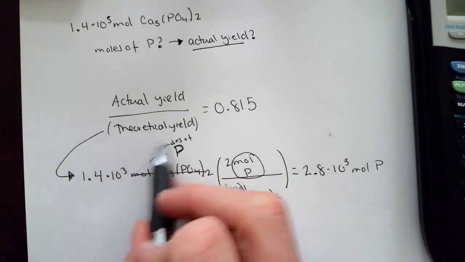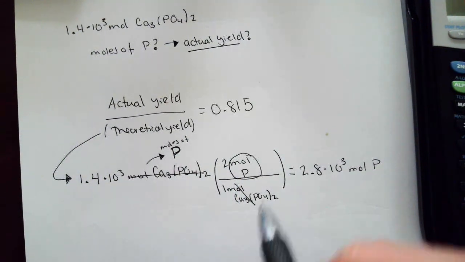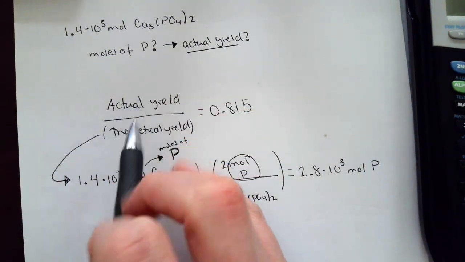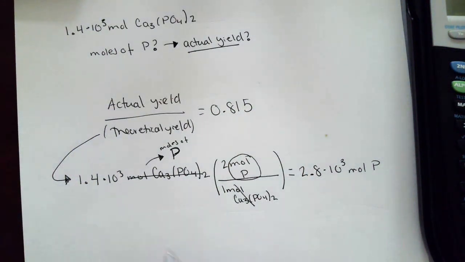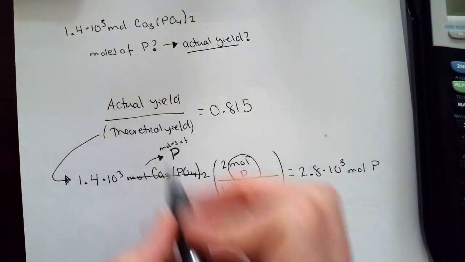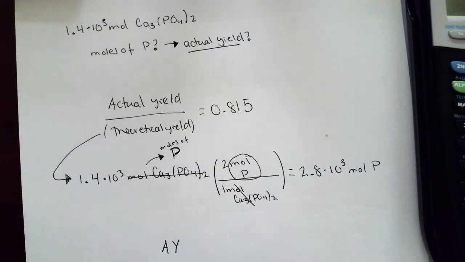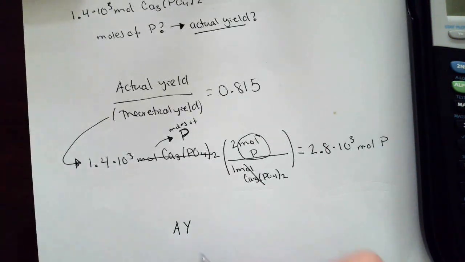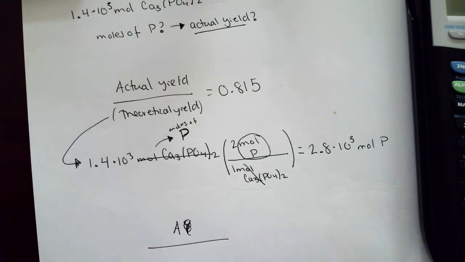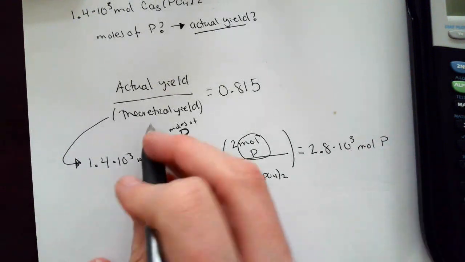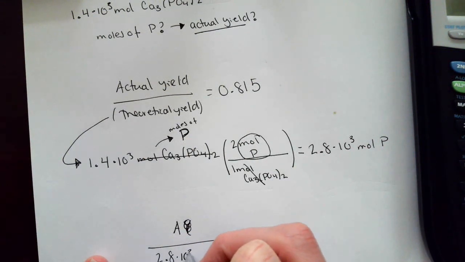Theoretical is what comes out of doing stoichiometry. Actual is you did it, and this is what actually came out of it. They want to know the actual yield. I now have the theoretical, and I have this. So I can plug in. I'm just going to write A for my actual yield, so you guys don't get confused with two variables there. And my theoretical yield comes out to be 2.8 times 10 to the third.